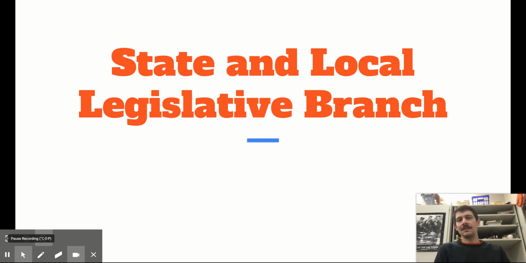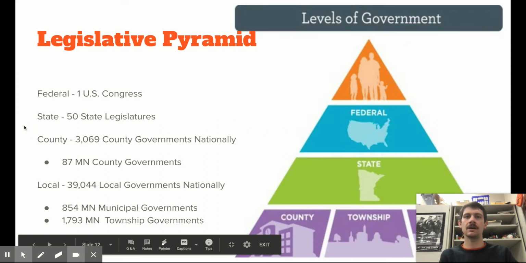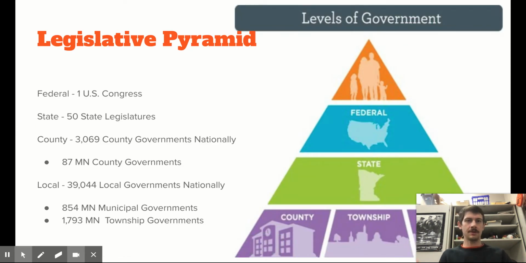Stepping down the ladder of the legislative branch, we're going to be looking at state and local legislative branches today. When we talk about stepping down the ladder, think about it like that pyramid we looked at before, where at the top we have one U.S. Congress that oversees the entire country. And then every state, all 50 states, have their own unique way of organizing their state governments.